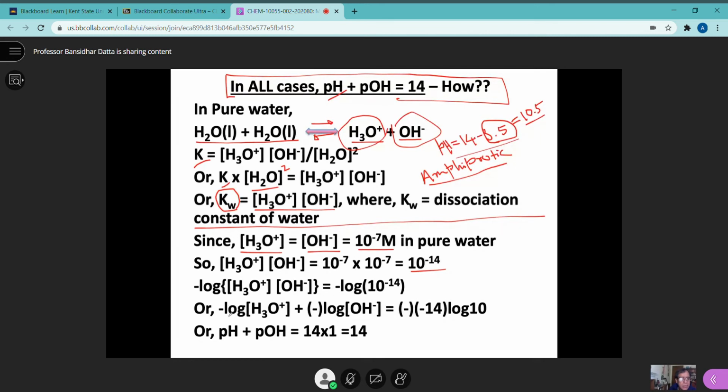Negative log of concentration of hydronium ion is given as pH. Remember, right? We talked about the definition of pH: negative log of concentration of hydronium ion. Negative log of hydroxide ion is pOH. So pH plus pOH equals negative times negative is positive 14, times log 10, which is always 1. So 1 times 14 is 14. That's the universal equation. For all solutions, you always get pH plus pOH is 14. And we did some drilling. If you know the pH of a solution, you get the pOH of a solution.